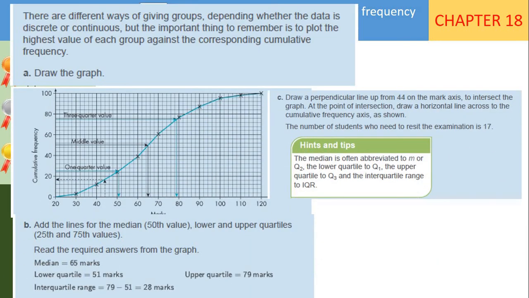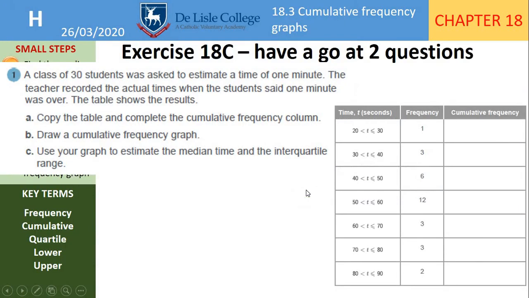Hints and tips: the median is often abbreviated to M or Q2. You will certainly see this in A-level textbooks if you go on to study maths and further. Also, the lower quartile we abbreviate to Q1, and the upper quartile to Q3. The interquartile range you will sometimes see abbreviated to IQR.